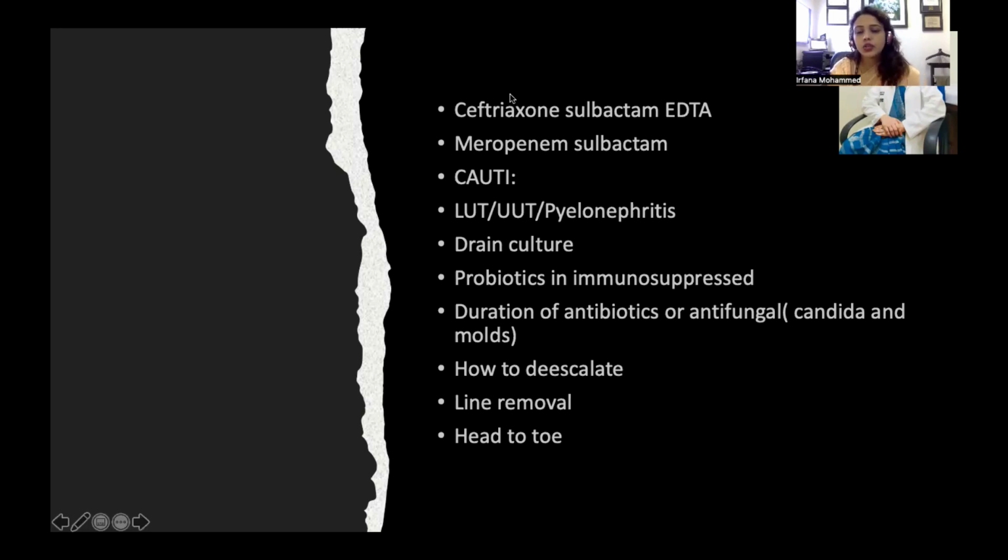Next, coming to ceftriaxone-sulbactam-EDTA and meropenem-sulbactam. These are the fixed drug combinations which we are encountering in our day-to-day practice. So the issue with ceftriaxone-sulbactam-EDTA is that the EDTA concentration in the drug which you are giving is very less, and the EDTA concentration in the disc provided by the pharmaceuticals is very high.